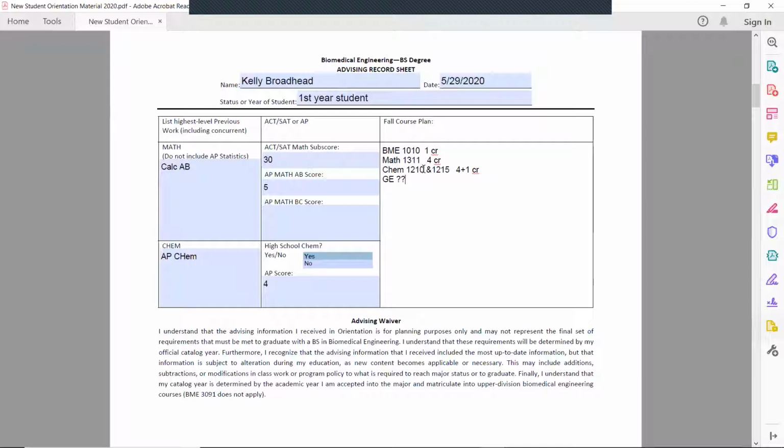So what are we going to do in Gen Ed? That is the last piece that you need to worry about at this point, if you worry about classes at all. Hopefully you're looking forward to classes.